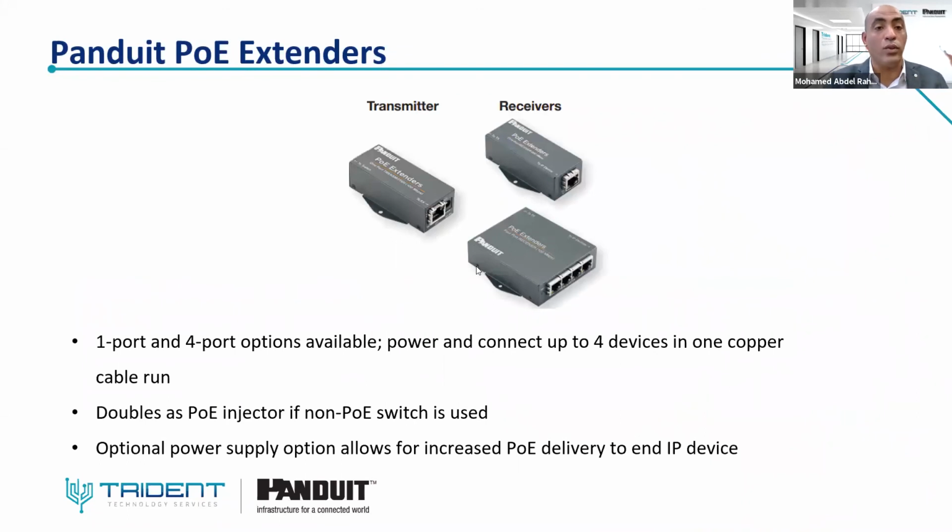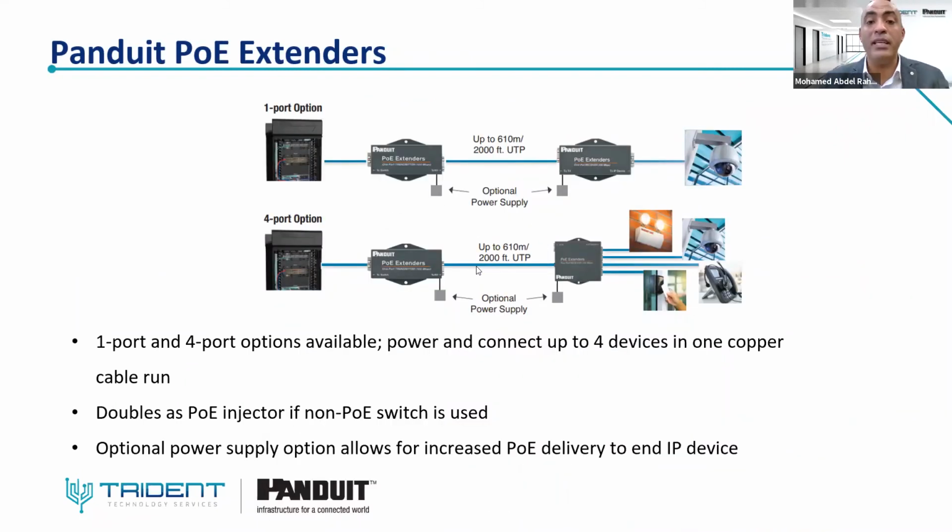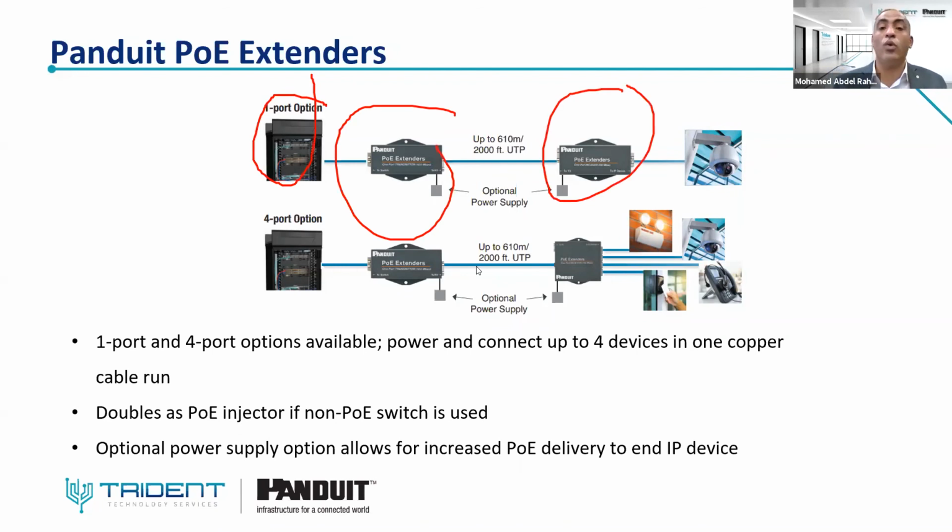As we said, we have 1-to-1: you have one transmitter and one receiver. We have one transmitter and 4 receivers. And you can see here that you have many multiple scenarios. We can discuss the available scenarios offline, but you can be using a PoE switch. When you are using the PoE switch, the transmitter and the receiver don't need mandatory power. It is an optional power.